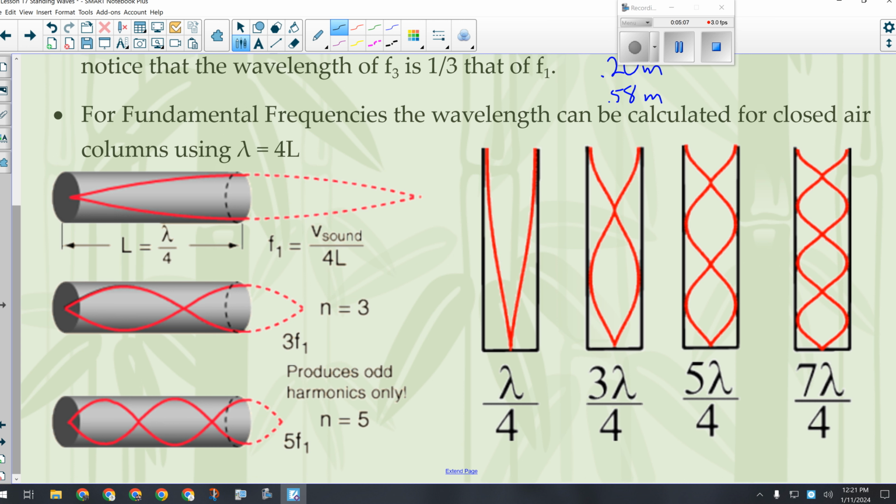Next resonant point should be 5/4. This was 1/4, this is 3/4, this is a full wavelength plus another quarter. So if this one was 20, the next one should be at 100. If 1/4 of a wavelength was 20, 5/4 of a wavelength should be exactly a meter, would you agree?